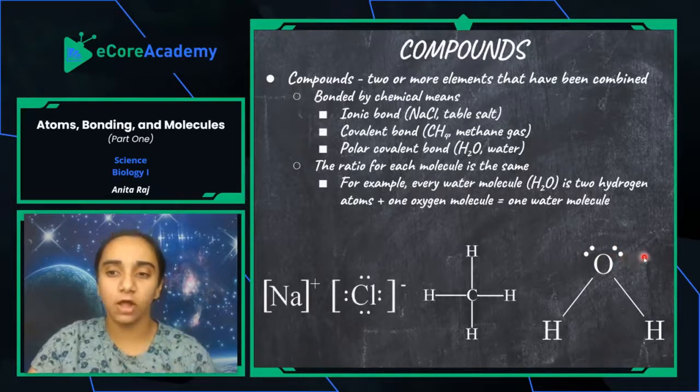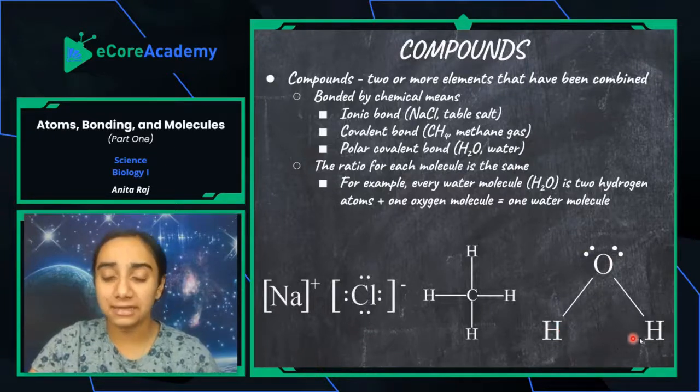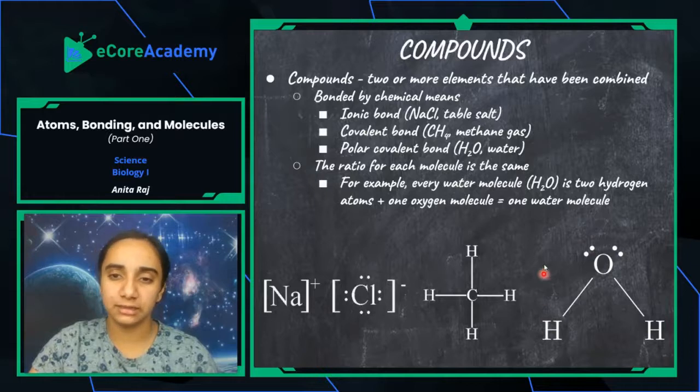That's what we call it. Whereas this part of the atom is going to have a partial positive charge. So this is considered a polar molecule. We'll talk more about it later, but this is what we call a polar covalent bond.